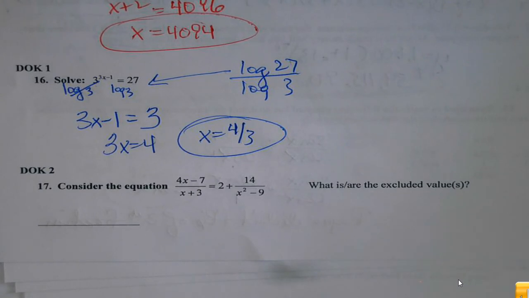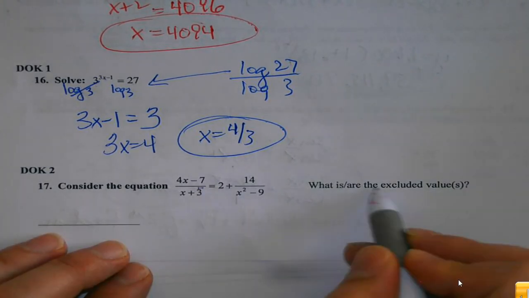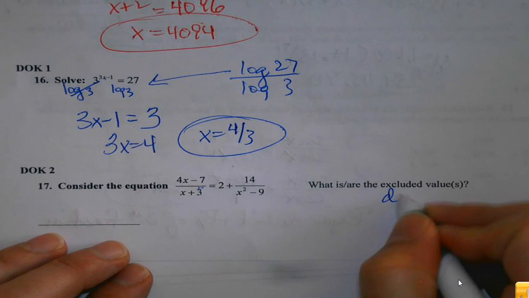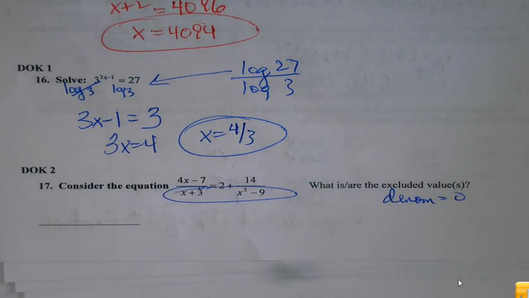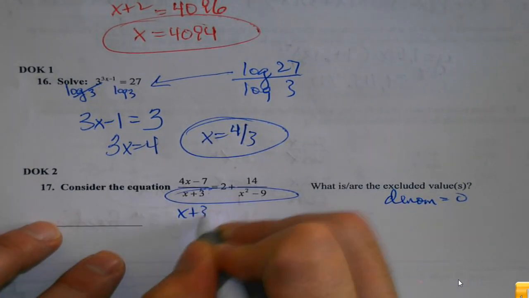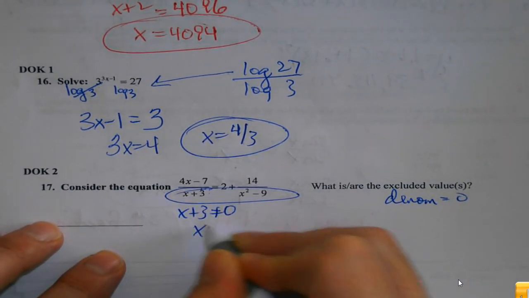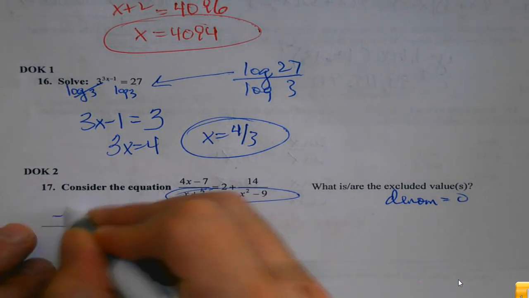Another example, don't do too much work. What are the excluded values? What makes the denominator equal 0? I don't care about the numerator. I'm not building fractions. I'm not solving this. All I want to know is what causes a problem. X plus 3 can't be 0, so x can't be negative 3. Okay.